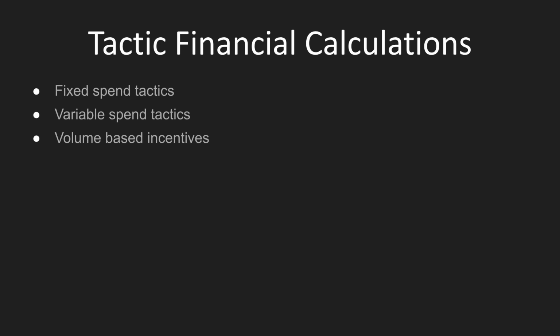Tactic financial calculations. Two primary tactic types exist: fixed spend tactics and variable spend tactics. Fixed spend tactics represent lump sum investments. Variable spend tactics depend on volume, such as a $2 rebate per unit sold. Example: a promotion may offer $10,000 for in-store displays, or $1 discount per unit sold.